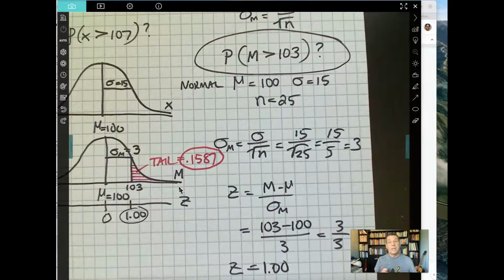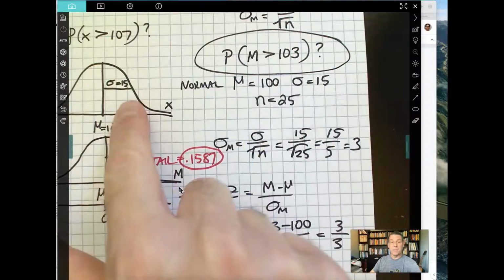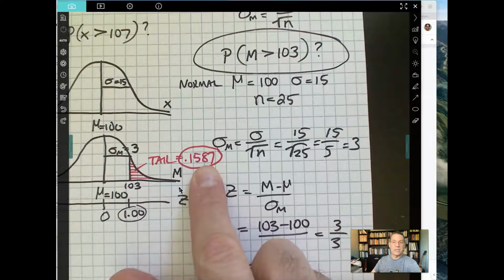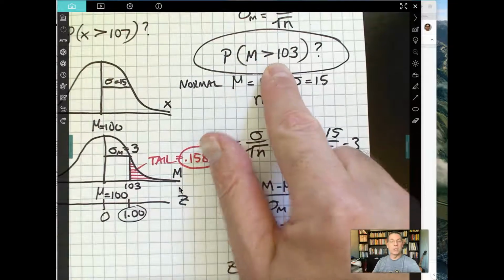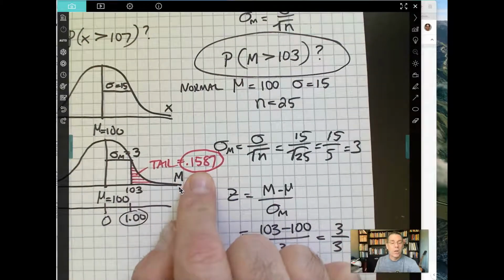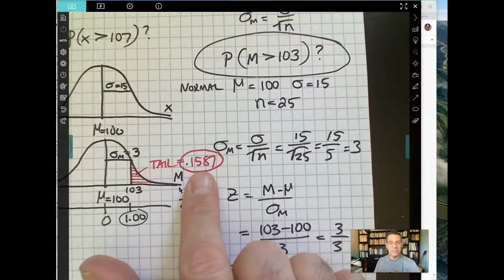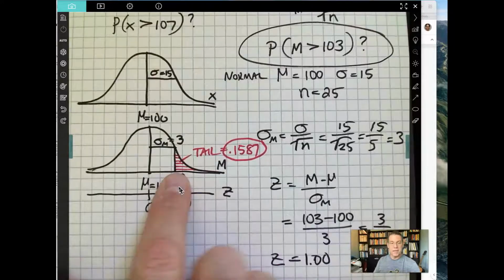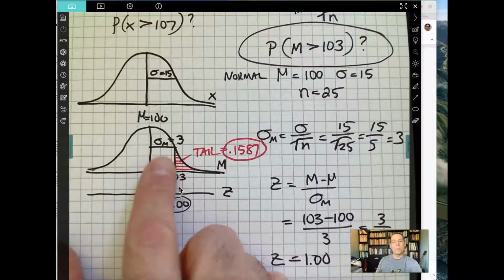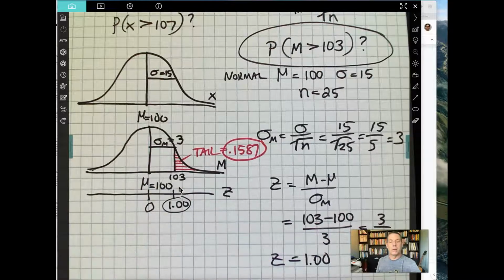And that is the probability that a sample mean, if I sampled 25 people from this population, there's a 15.87% chance that they will have a mean greater than 103. So a minority of sample means would have that high of a sample mean. Most of the samples will have sample means less than that. It's going to be around 84% will be in this area here, somewhere below 103.